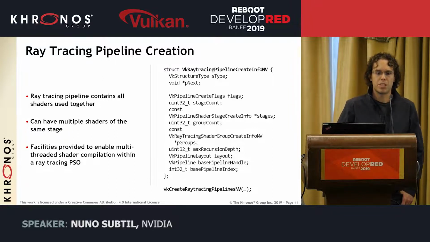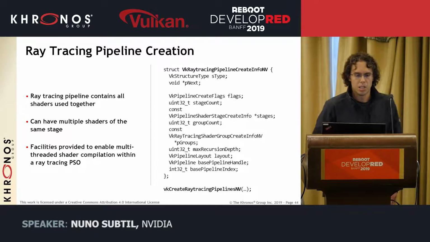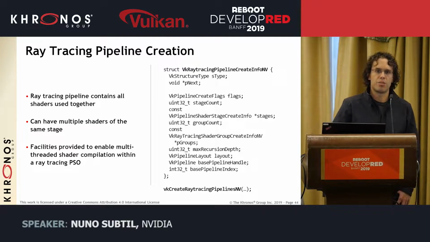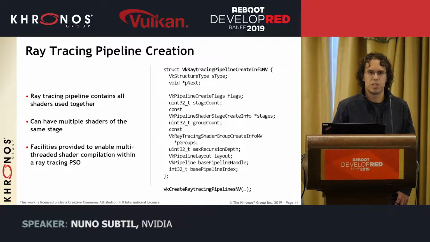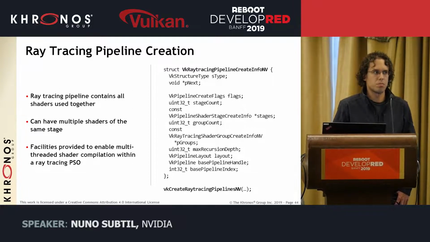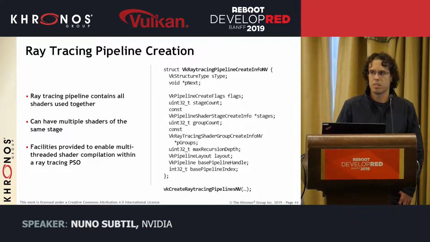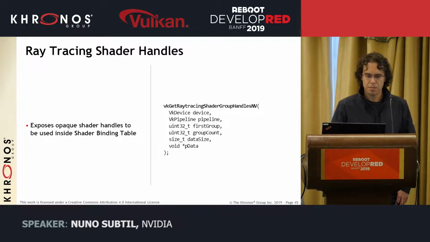There could be many, many shaders in a single ray tracing PSO. So there are facilities provided to allow you to multi-thread your compiles across shaders within the same PSO. Typically with raster, you create a pipeline and the compiler will compile all the shaders in that pipeline in the same thread where you called create pipeline. For ray tracing, you can defer that to different threads. There will be primitives available to enable you to parallelize compiles within the same PSO, again, because you could have hundreds of shaders being compiled.